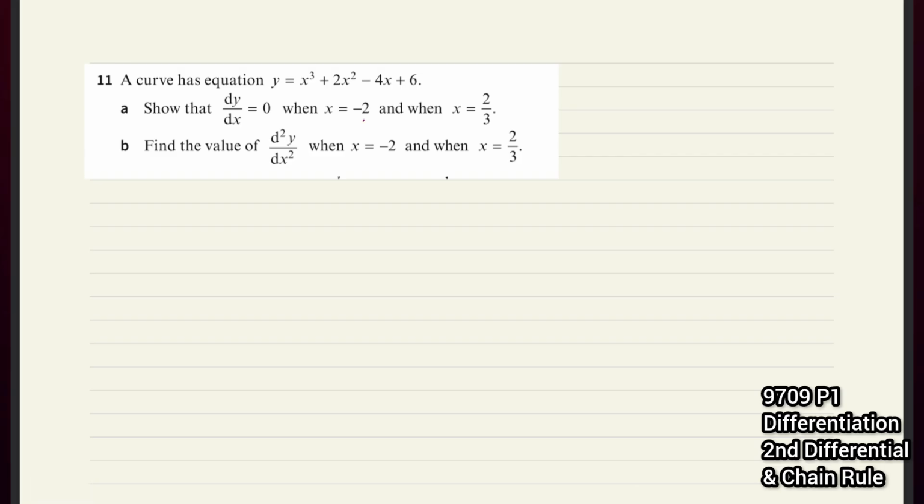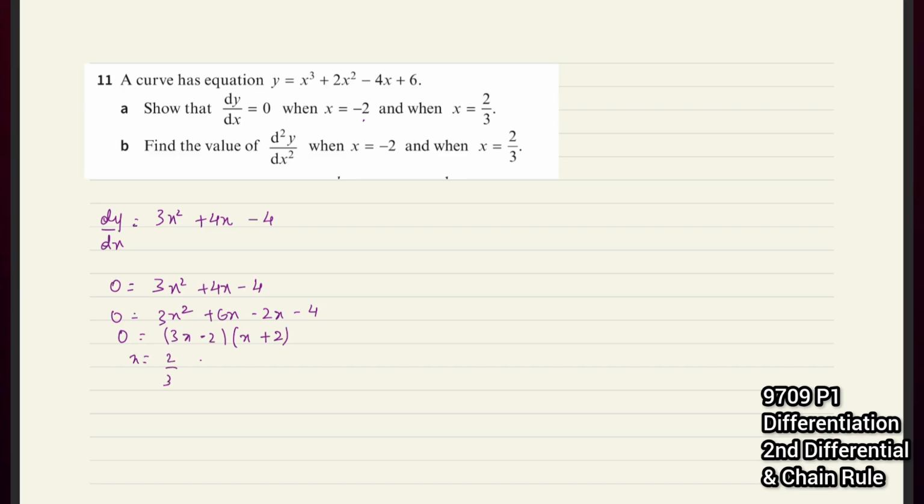Show that dy by dx is equal to 0 when x is equal to minus 2 and x is equal to 2 upon 3. First, let's find out dy by dx of this function, which is 3x square plus 4x minus 4. We equate it to 0 and factorize it. 3x square plus 4x minus 4. 0 is equal to 3x square plus 6x minus 2x minus 4. 0 is equal to 3x(x plus 2) minus 2(x plus 2). x is equal to 2 upon 3 or x is equal to minus 2, hence proven.